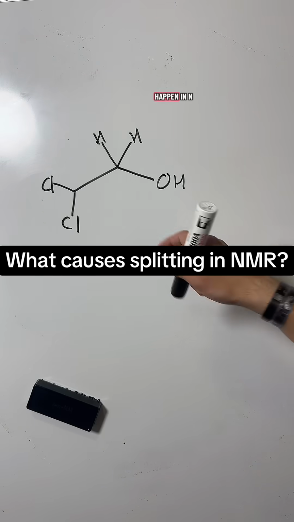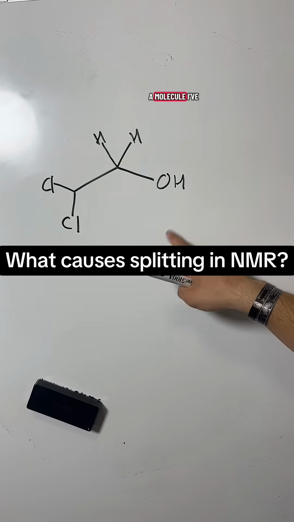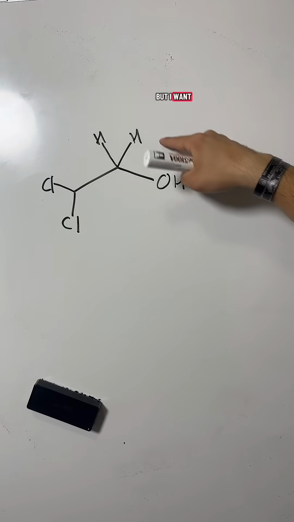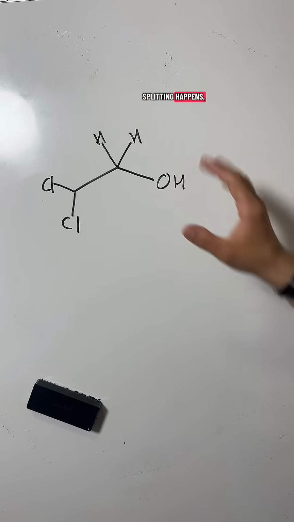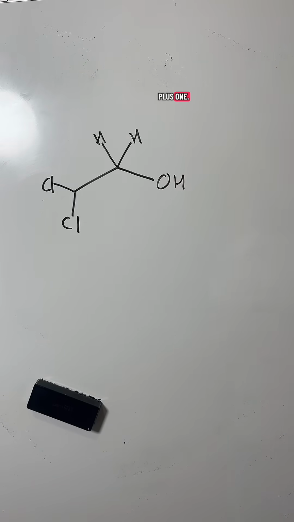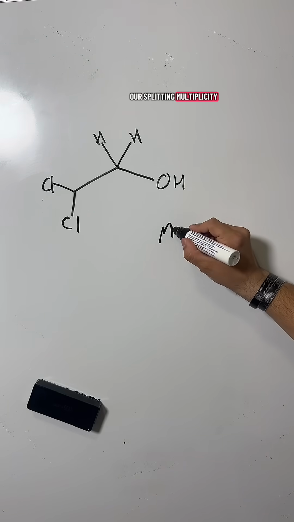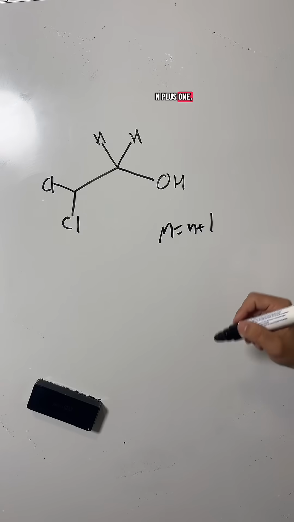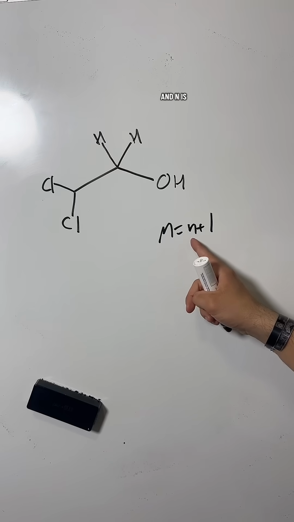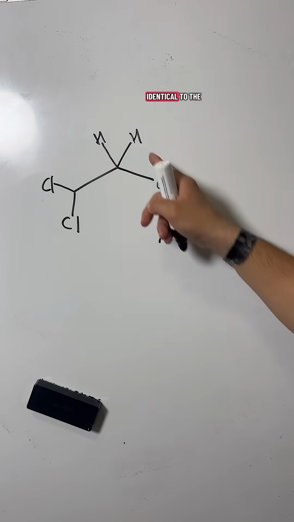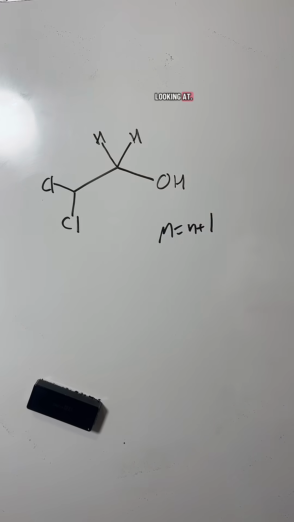Why does splitting happen in NMR? So this is a molecule I've just drawn for educational purposes, but I want you to focus on these protons right here because it's important to know why splitting happens, not just the rule for n plus 1. Like I said, our splitting multiplicity is equal to n plus 1, where the multiplicity is the multiplicity of our signal to splitting, so to speak, and n is the number of neighboring hydrogens that are non-identical to the hydrogen that we're looking at.